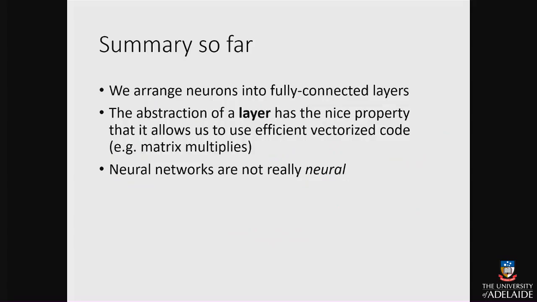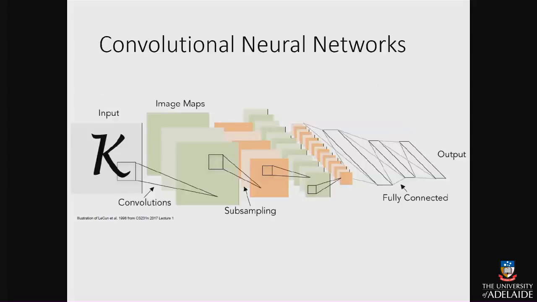Okay, summary so far. Basically, we arrange neurons into fully connected layers. The abstraction of a layer has a nice property that it allows us to use efficient vectorized code, like matrix multiplies. Neural networks are not really neurons, actually.